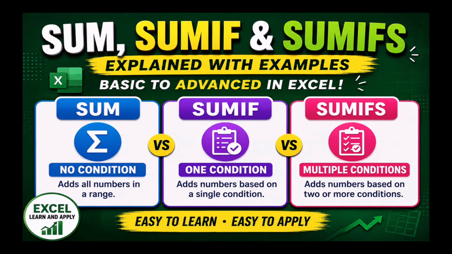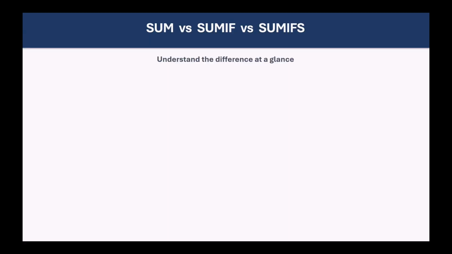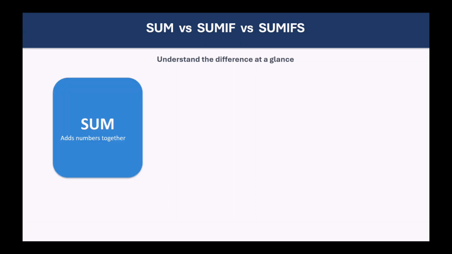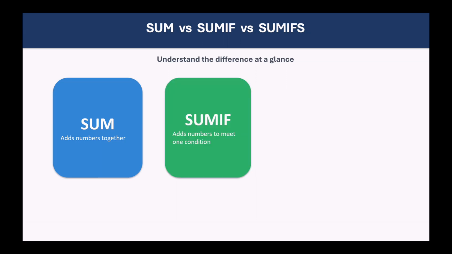In today's video, we are going to learn three very useful Excel functions, which are SUM, SUMIF and SUMIFS. Before we jump into Excel, let's quickly understand the difference between these three functions. SUM is used when we simply want to add numbers together without applying any condition. Next is SUMIF. It is used when we want to add numbers based on one condition. For example, if we want to calculate the total sales made by a particular salesperson. So in this, the salesperson is one condition.